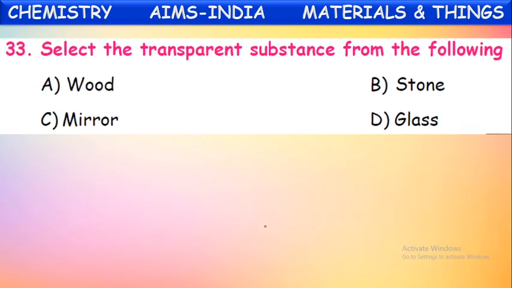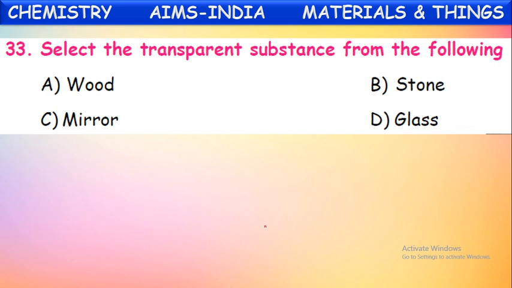Select the transparent substance from the following. What is meant by transparent substance? The substance through which we can see the objects clearly is called transparent material, and the substances through which we can see the objects but not much clear are called translucent material.